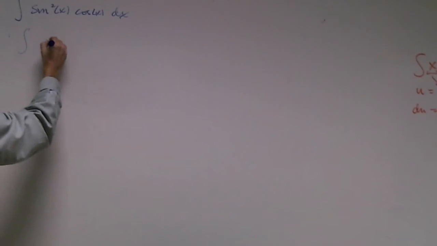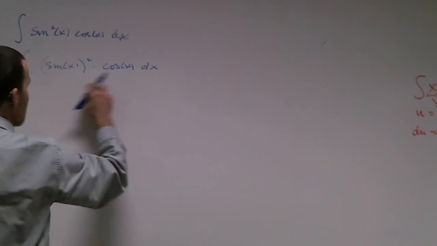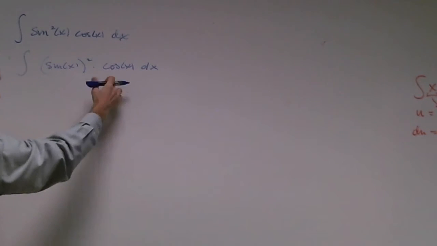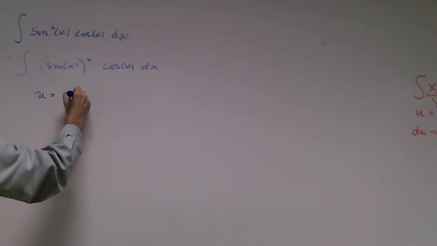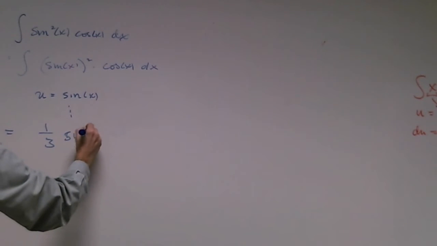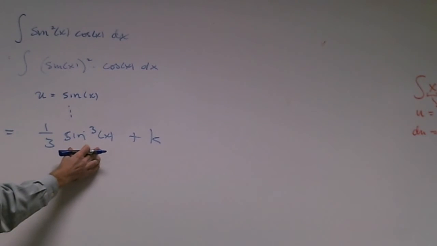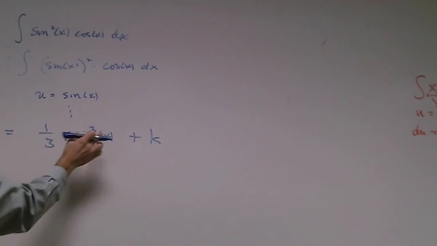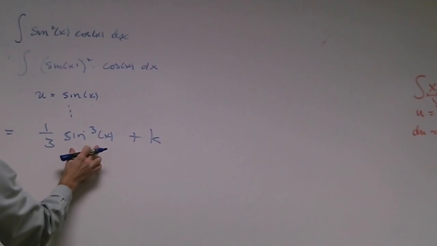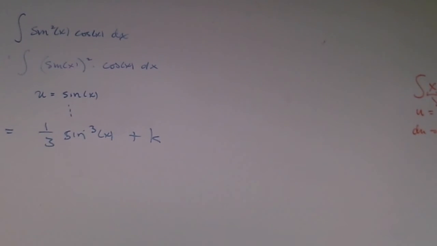This is equal to the integral of sine of x all squared times cosine of x dx. And since the derivative of sine is cosine, a natural choice is u is sine x. I won't do the work. I'll just write the answer. Why? Because if I take the derivative of this, it would be 3 sine of x squared times the derivative of sine, which is cosine. The 3 and the third would cancel, and that's what I ended up with. Okay, so that's a pretty simple problem.